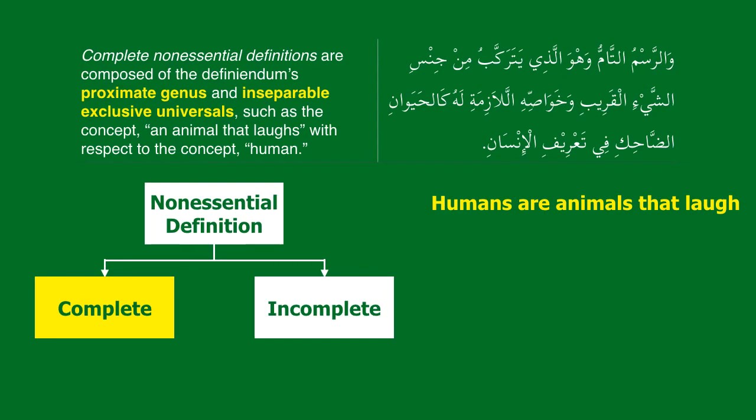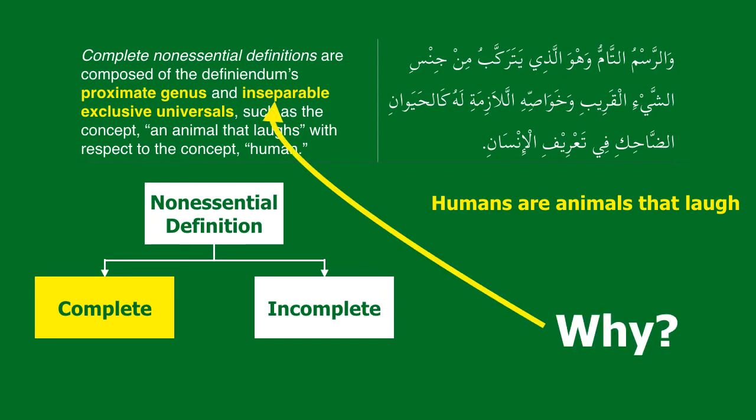So there is a word that I glossed over, which is inseparable. We saw that exclusive universals are either separable or inseparable. You'll find this in the lesson on the five universals. Your task is to figure out why, for a complete non-essential definition, the exclusive universal needs to be inseparable. Why can it not be separable? So think about that, and there'll be an exercise for you to complete to answer that question.